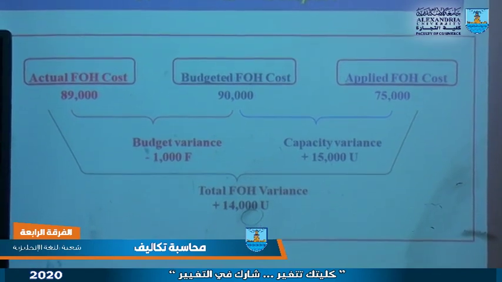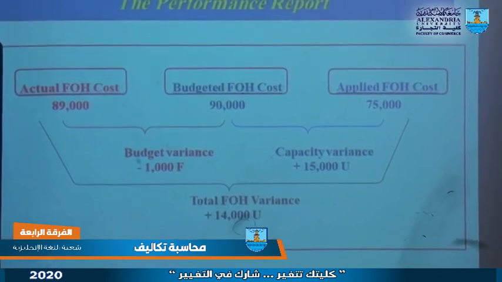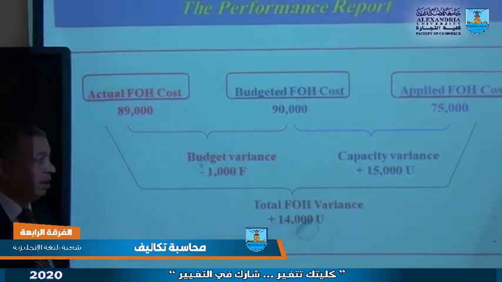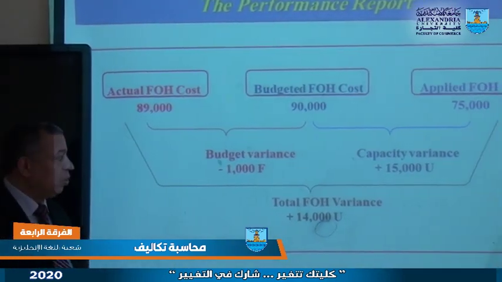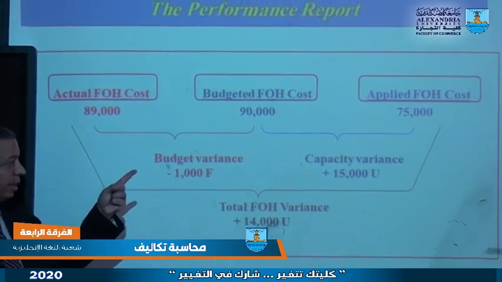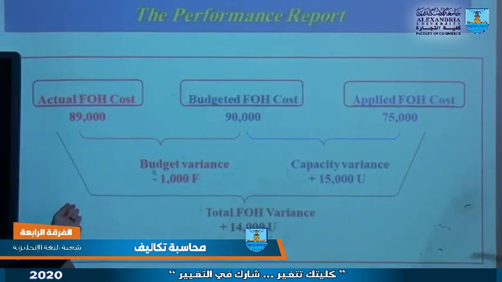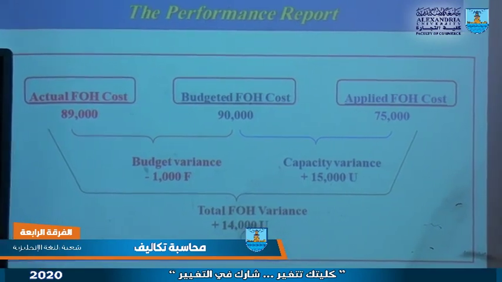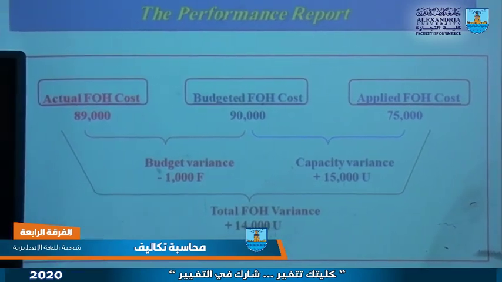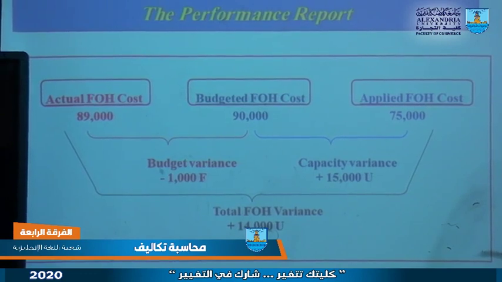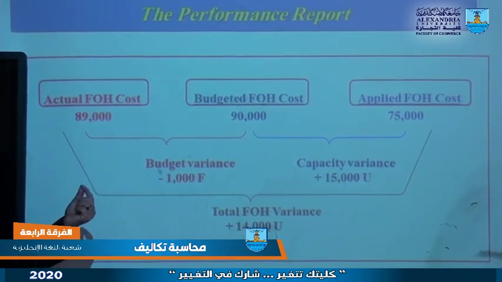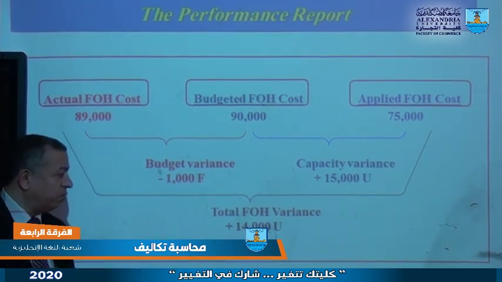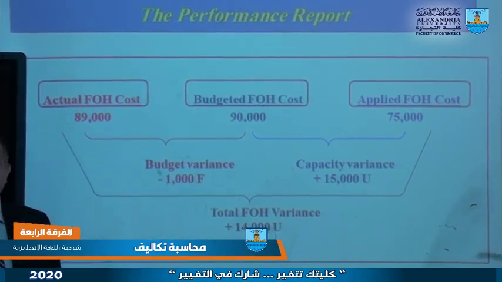If you want to check your answer, don't forget: the total variance here, positive 14, positive being unfavorable, must equal the budget and capacity variances. Here the budget variance is negative 1,000 and the capacity variance equals positive 15 unfavorable. So the total of them must equal the total variance here, 14,000 unfavorable.